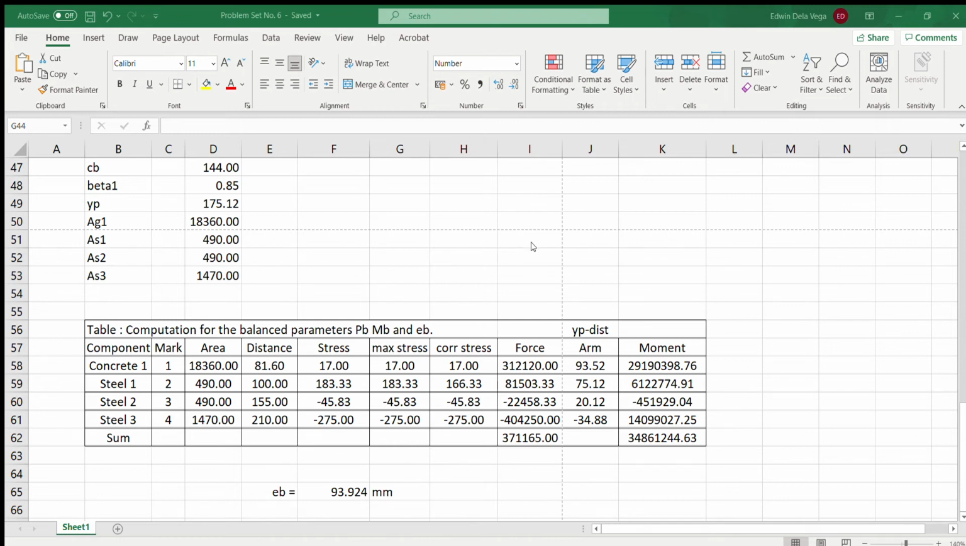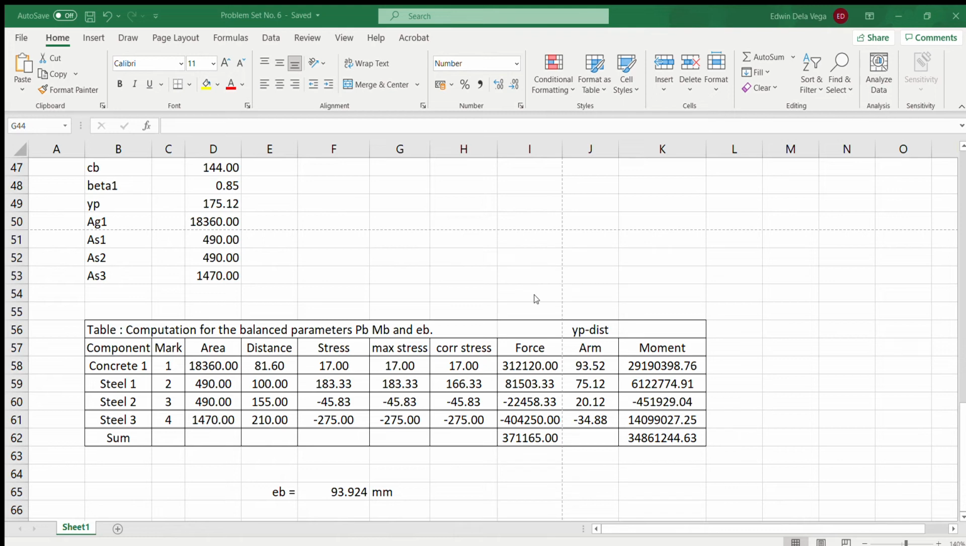For the distances, again, this is the distance from the compression fiber. You just get the centroid of this triangle at the compression fiber. This is the topmost fiber that is in compression, no? So this is your 81.60, and it is 2/3 of beta 1 C balance. Of course, the steel, no problem because these are given.